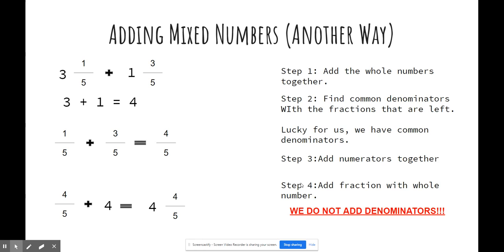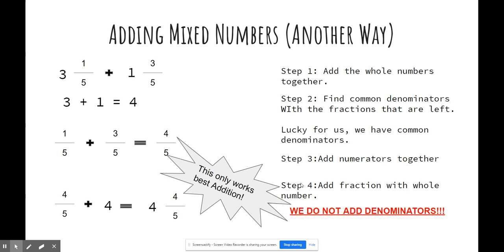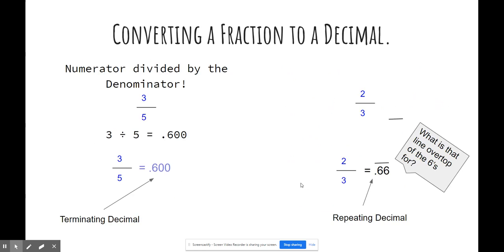This was a pretty simple one because we had the same denominator. If we didn't have the same denominator, we would have to find the LCM, and then we would go through the same steps. This only works best with addition. So yes, it will work with subtraction, but it is more advanced for subtraction. It takes a whole lot more thinking. So I would use a different way for subtraction, and I'll teach you that on Thursday.